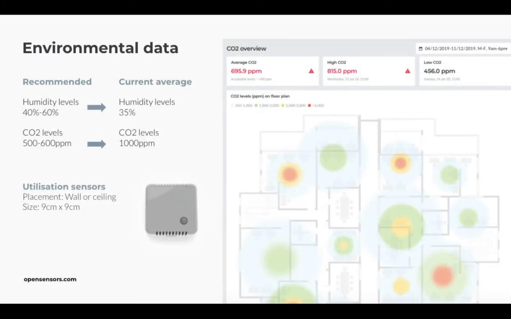Now that we've touched on utilization information, I think the other critical data point that most people really need to start looking at is environmental data. So let me break down a little bit more about what this means. Early research is showing that keeping indoor humidity levels between 40 to 60%, and this research has been done by quite a number of groups now, shows that you can minimize virus transmission significantly.